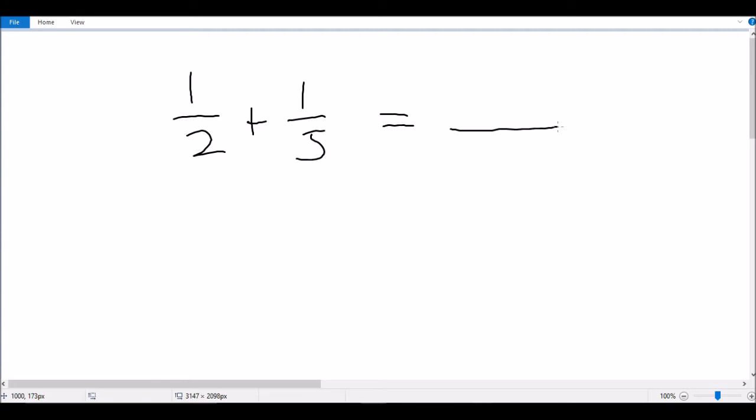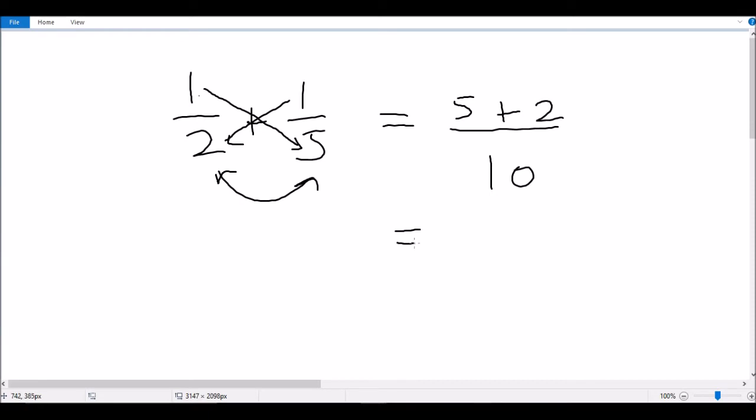So what do we do? Very simple, we multiply the denominators, which is 2 and 5, to give us 10, and then we multiply those two numbers there. So 1 and 5, that's 5, and then 1 and 2, right, in that order. So we have 5 plus 2, which is equal to 7, and the denominator we've already calculated is 10. So that's how easy it is to add fractions, right?